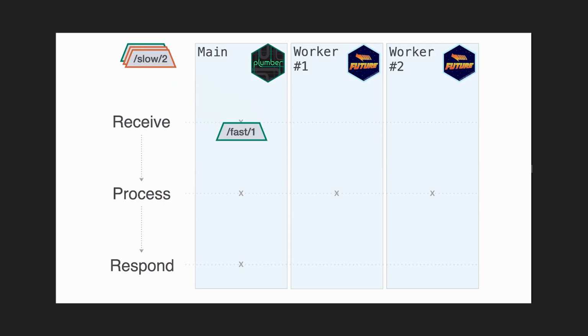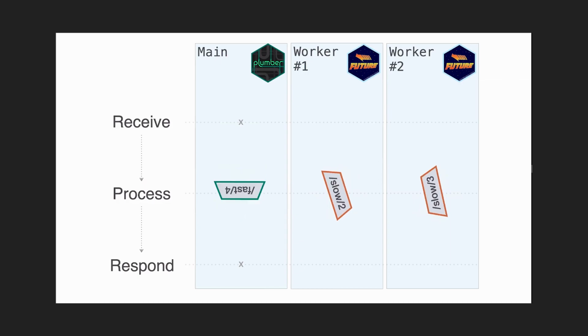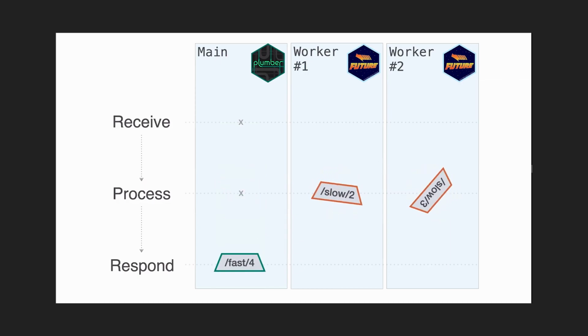So okay, fast comes in, it is processed really quickly, great. We respond, awesome. Slow comes in, and it's a future, so let's offload it. This allows the main R process to come in and do the same thing with slow 3. Since we have enough workers for the jobs, fast 4 is able to process immediately. Slow 2 just happened to finish, so we can send it off, and same with slow 3.